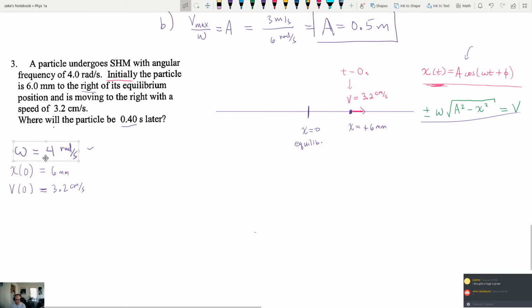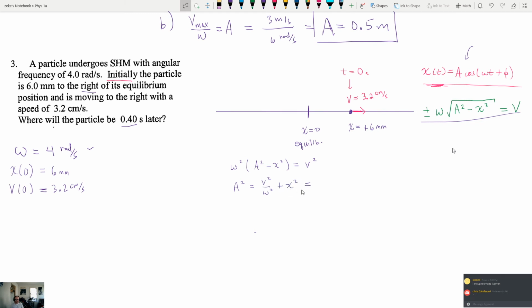Okay. So we know omega. Yeah, we're good. We can find A, right? Okay, so let's do that. This equation, let's rewrite it. It says basically omega squared times (A squared minus x squared) is equal to v squared. So we want to solve this for A. So we're going to have A squared is equal to v squared over omega squared plus x squared.